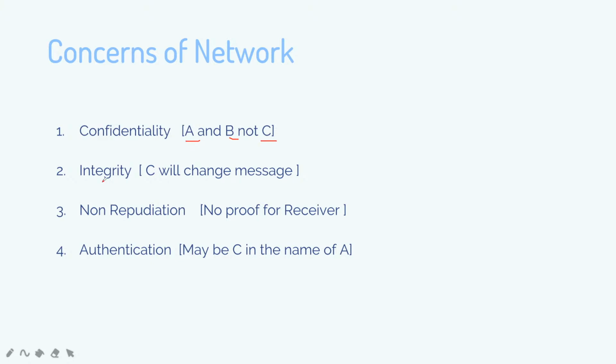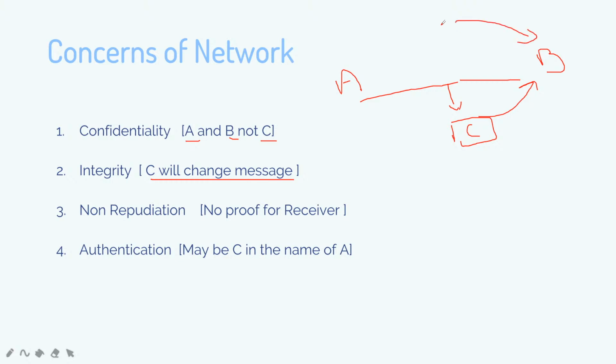Then integrity is nothing but C changing the message. For example, if I have A here and B here, and I send a message from A to B, C will be able to see the message, and C will try to change the message and then send it to B. That is integrity. And then non-repudiation is nothing but C receiving the message, but where the message was received we can't know.